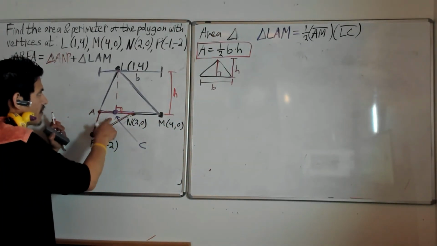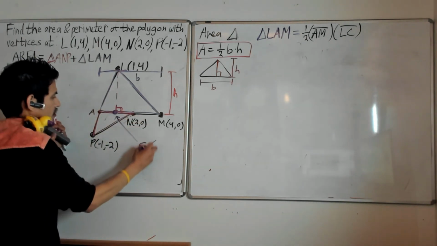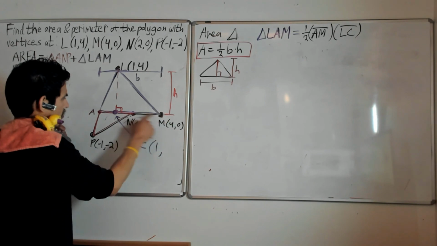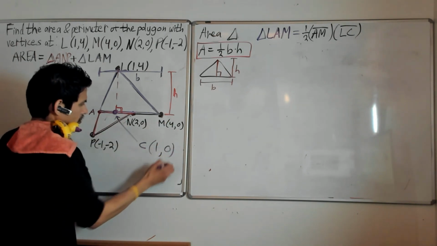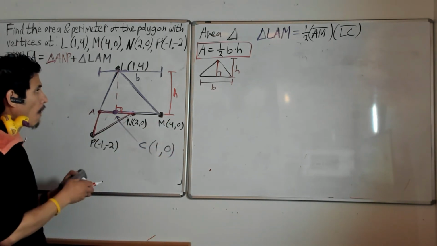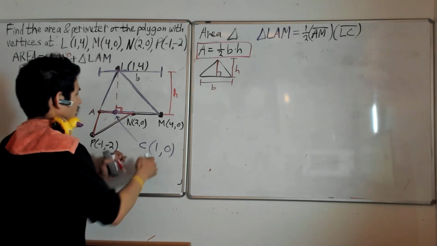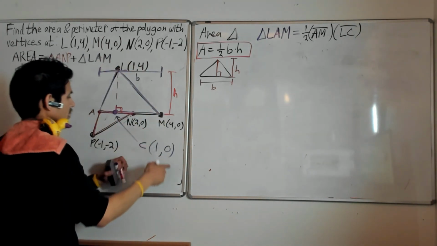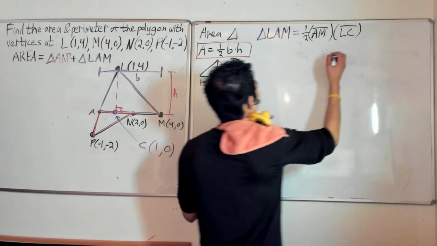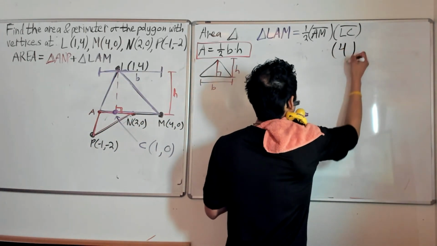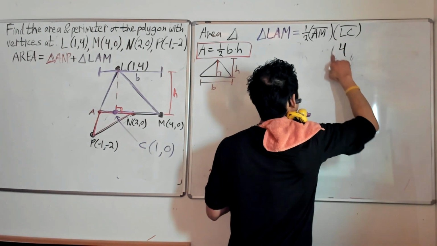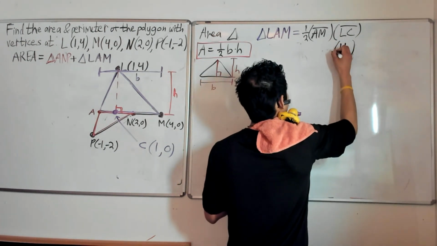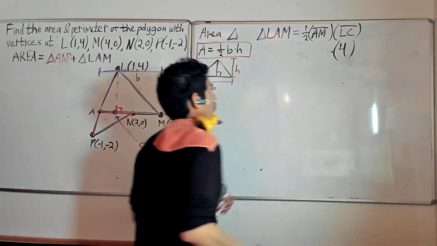Now C is easy to find because it's right below L. So it's going to have an x coordinate of 1 and a y coordinate of 0. So C is at (1, 0). So then we know that LC will be from 4 to 0. This length will then just be 4. Times 4. But you have to find the length of AM though.